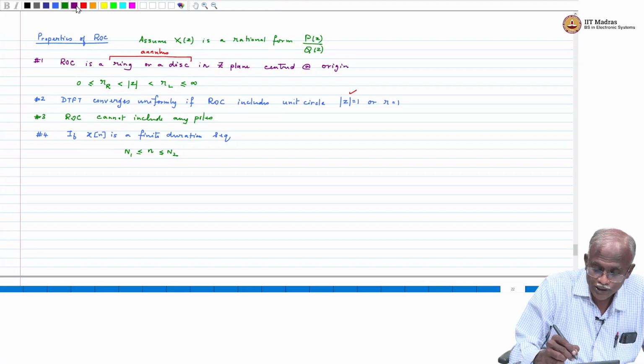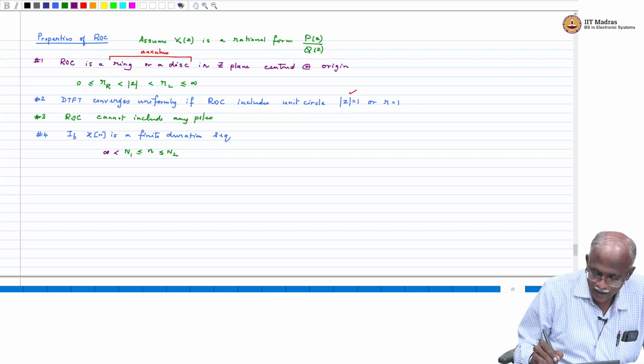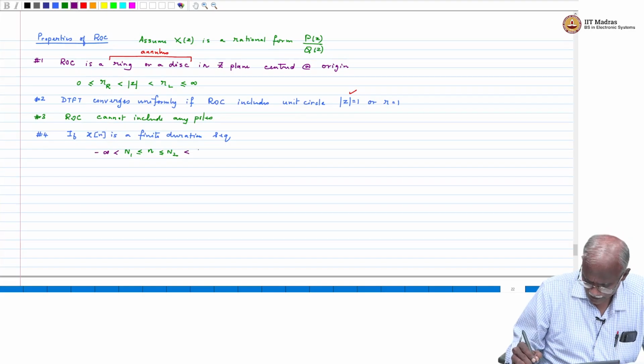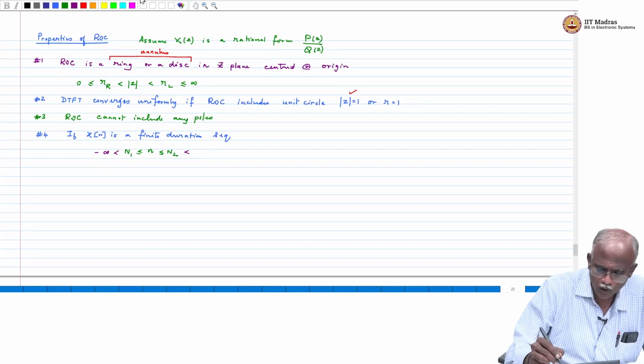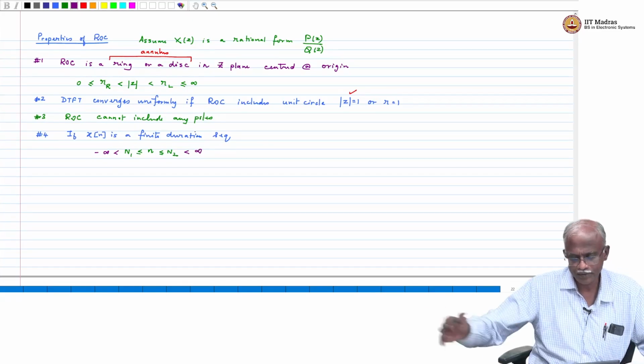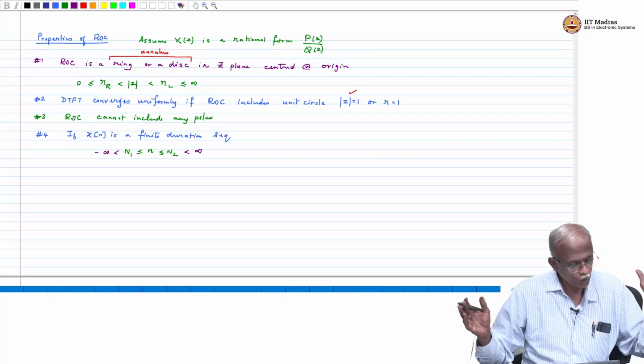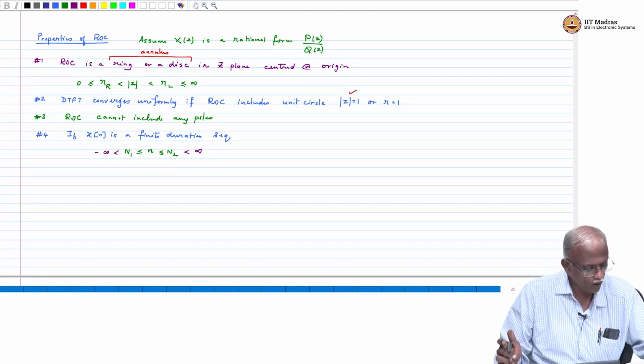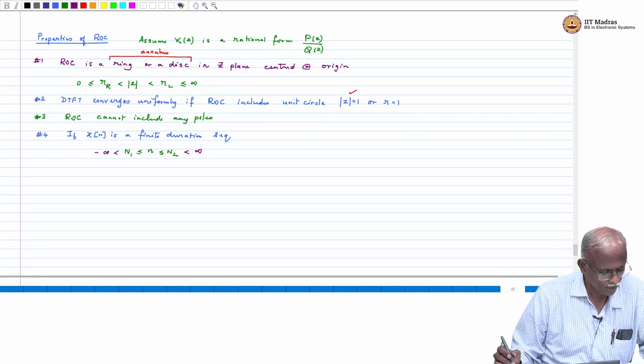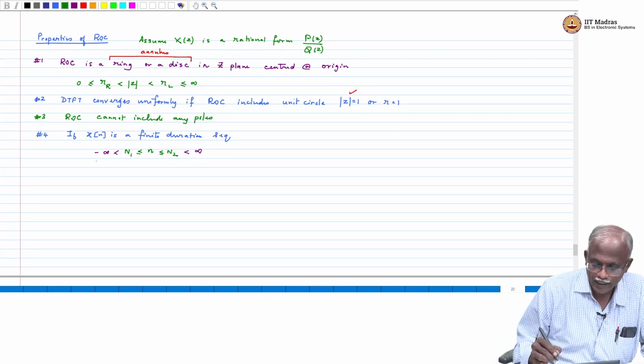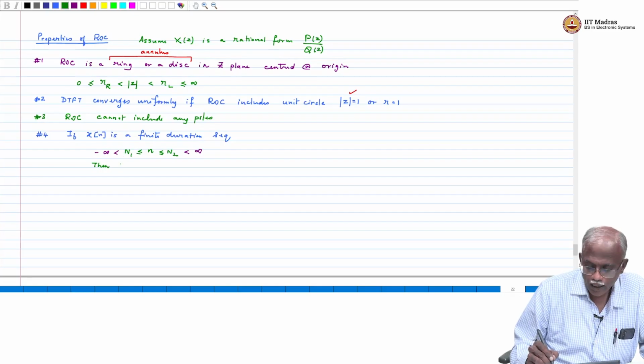And to specify that they are finite integers, the lower limit is greater than minus infinity, the upper limit is less than plus infinity. So you cannot go to infinity, because if it goes to infinity, then it becomes an infinitely long sequence. So two finite boundaries on both sides. Okay. In this case, then the ROC is the entire Z plane.